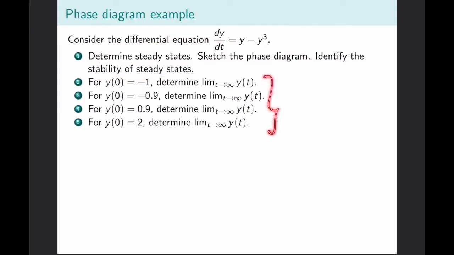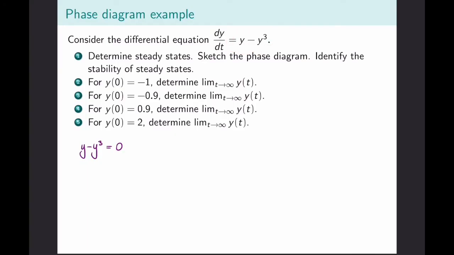And afterwards, we're simply asked to analyze, based on the initial state, what is the eventual behavior of the model. So let's do this from the top. My differential equation is cubic, y minus y cubed. So in order for me to determine the steady state, I am going to think back to what it means to have an equilibrium. An equilibrium is where the derivative is 0. So I'm setting my derivative, my right-hand side here, to be 0.